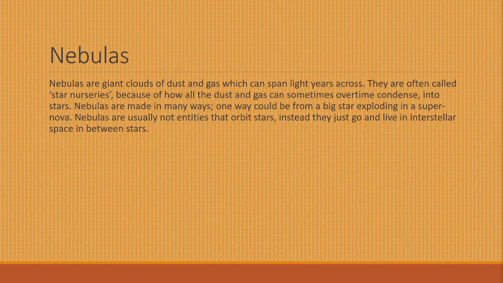Nebulas. Nebulas are giant clouds of dust and gas which can span light years across. They are often called star nurseries because all the dust and gas can sometimes, over time, condense into stars. Nebulas are usually made in many ways. One way could be from a big star exploding in a supernova. Nebulas are not usually entities that orbit stars. Instead, they just live in interstellar space in between stars.